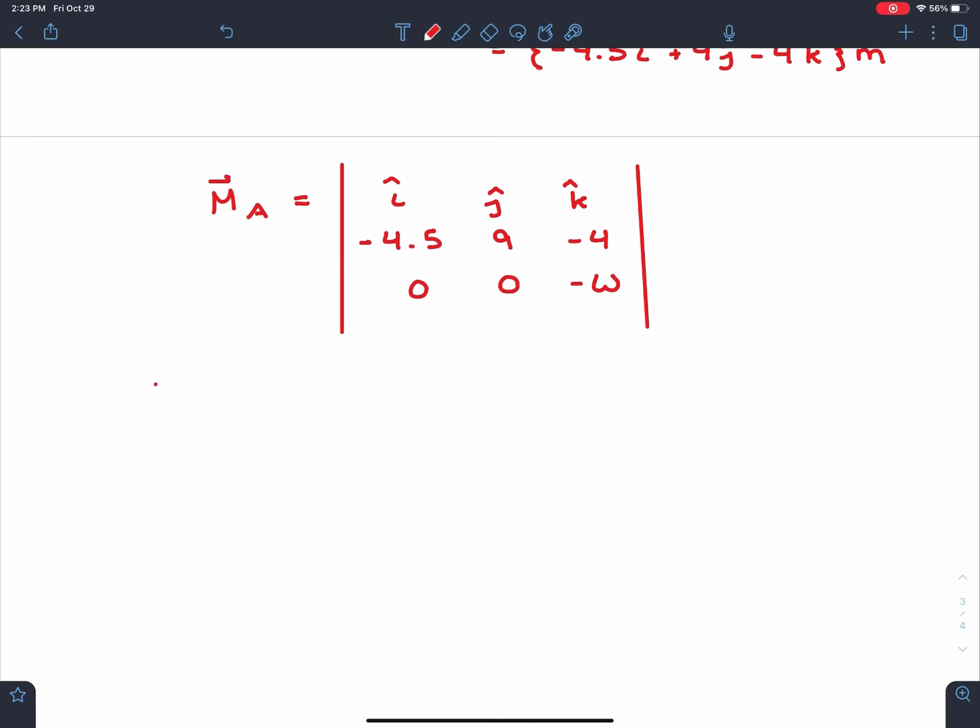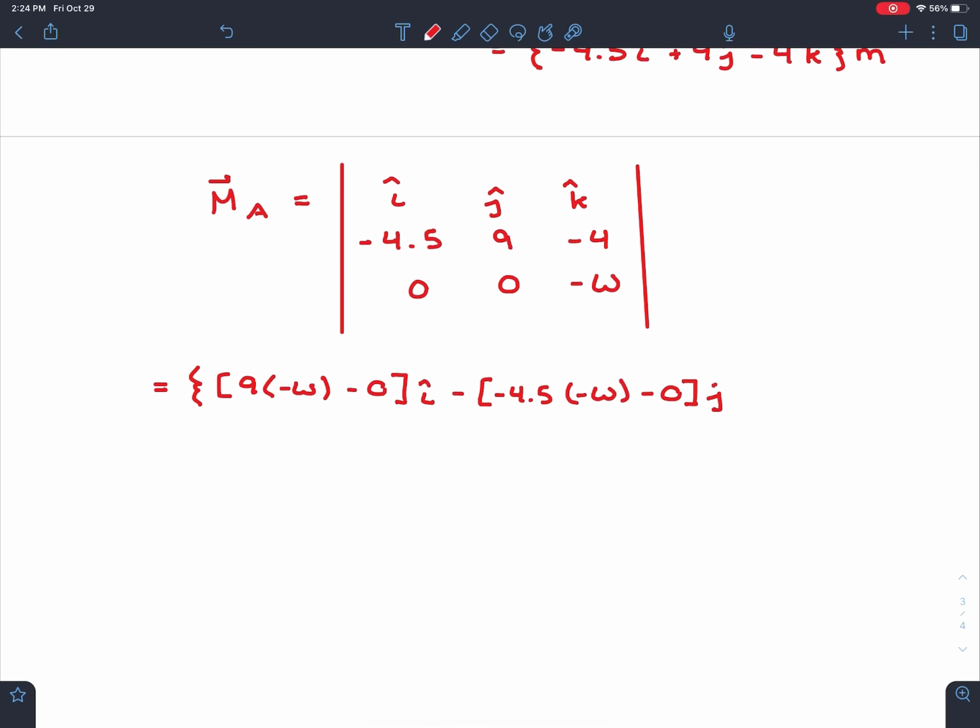I'm just going to do it really quick because I've already explained cross product in excruciating detail, and we don't need to do it again. So we have 9 times negative W minus 0, that'd be in the I direction. We have minus, because remember J always starts with the minus sign, negative 4.5 times negative W. And then we have minus 0.